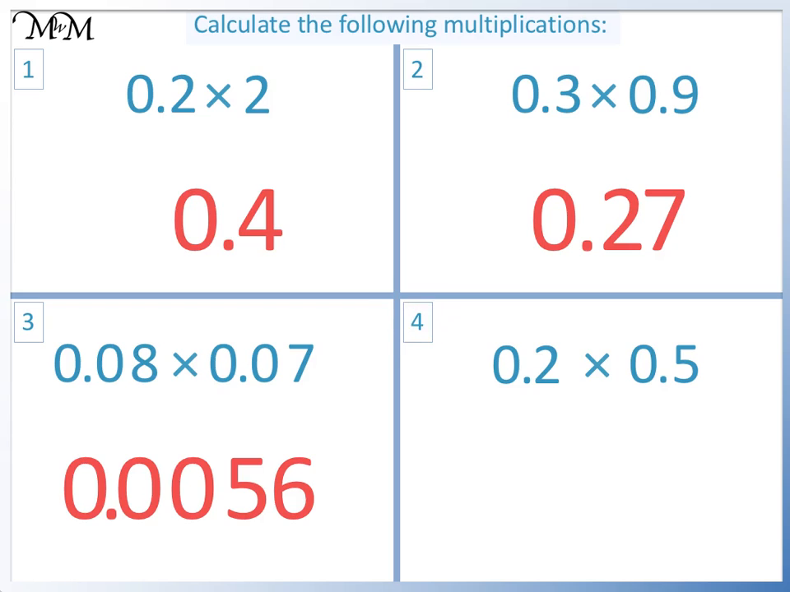Question 4. 2 times 5 equals 10. We move 1, 2 times in total. 0.2 times 0.5 equals 0.10, which is the same as 0.1.